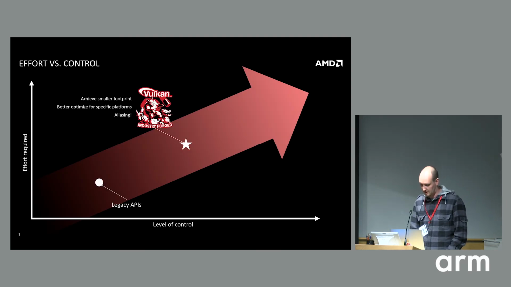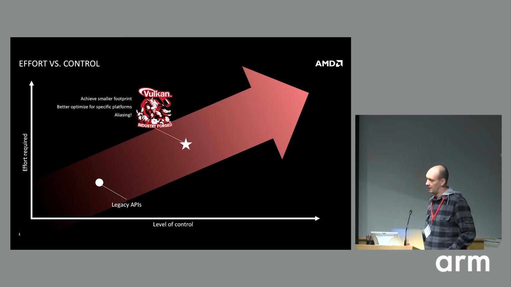So let's get started here. Just to motivate the talk, this is why we're talking about this. This was all of our lives, I guess, not so long ago. We had a minimum level of control, but it didn't really require much effort to use the APIs. And these days we've traversed this huge arrow, and we're around here where we have a lot more control over how things are going. We can do more interesting things, but it takes a lot more effort to get there.